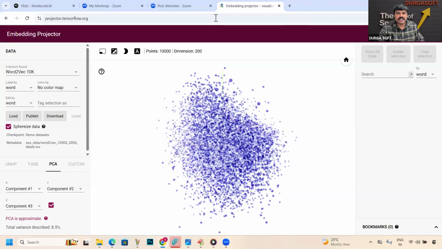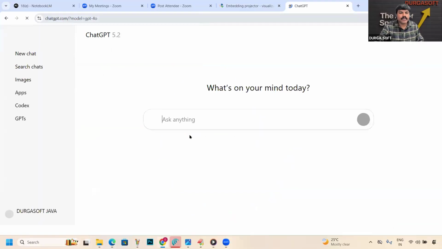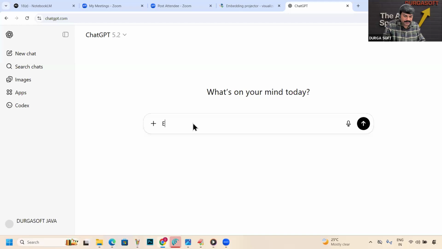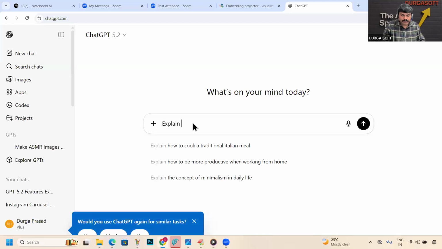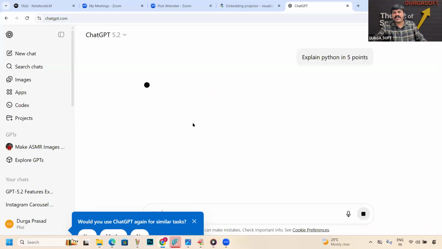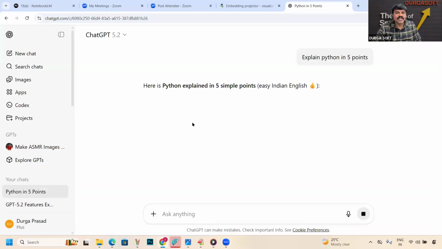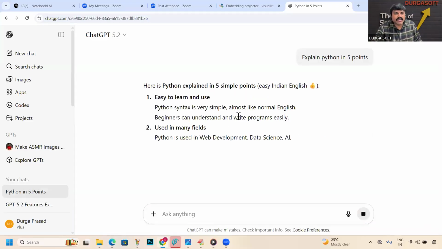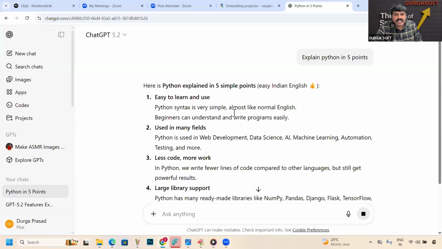So what I will ask ChatGPT is, explain Python in 5 points. Something like that. Grammar and all these things, don't worry. Here is the Python explanation in 5 points: easy to learn, used in many fields, less code, more work, like that.